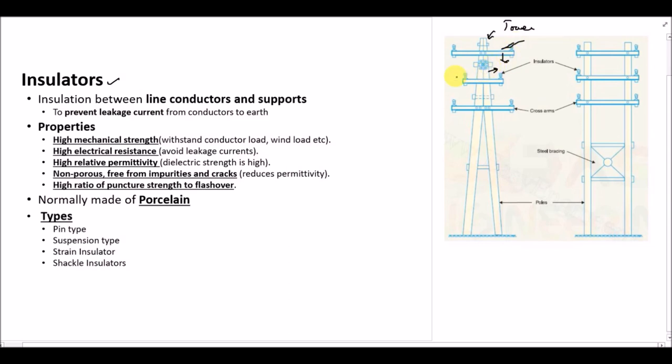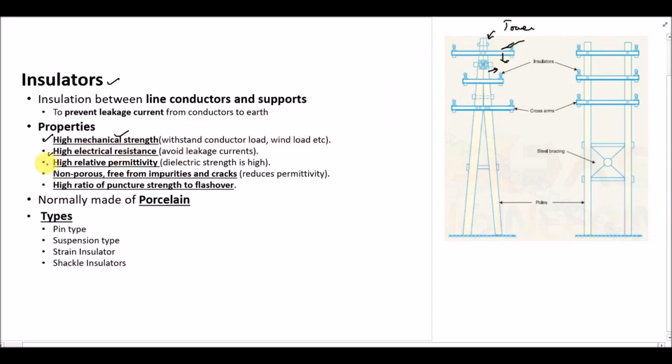Now, for the properties of the insulator, the first one is high mechanical strength. The mechanical strength of the insulator should be high because it has to withstand the conductor weight as well as the tension produced by the wind load. Whenever there is wind blowing, the stress on the insulator increases in addition to the conductor weight. Then it should have a high electrical resistance to reduce the leakage currents.